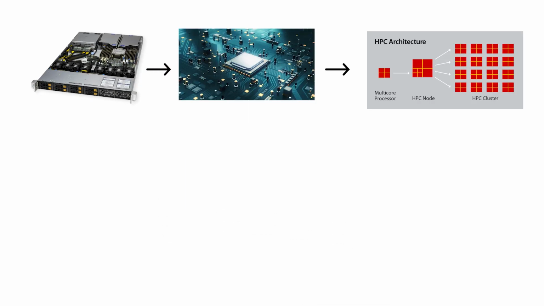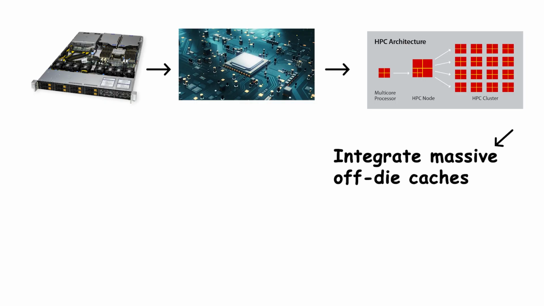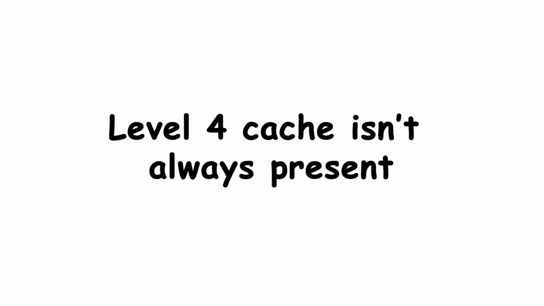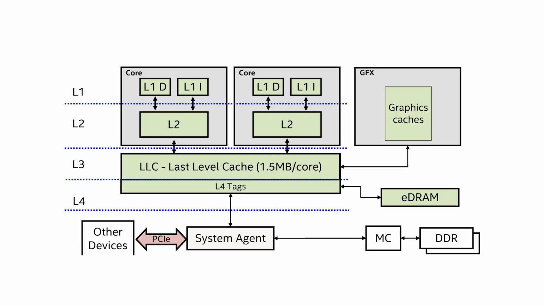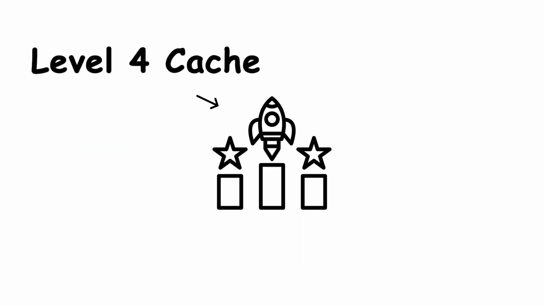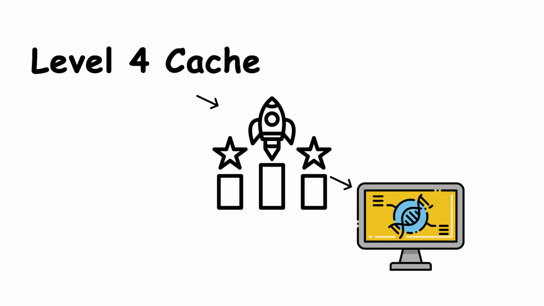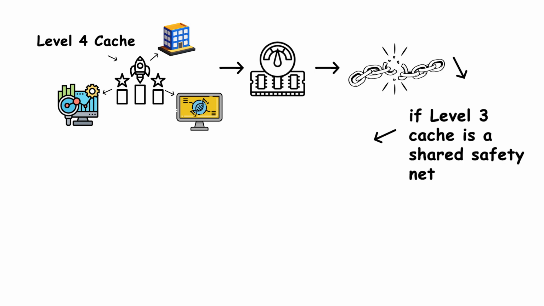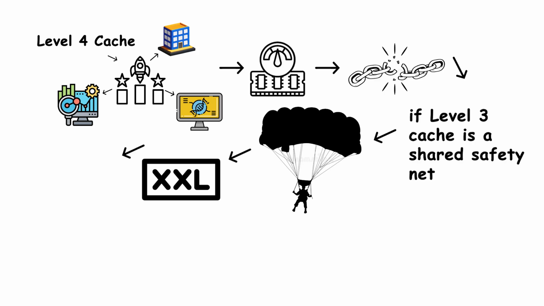In servers, the concept can go even further. Some modern server chips and high-performance compute architectures integrate massive off-die caches, sometimes measured in hundreds of megabytes, to handle parallel data streams more efficiently across many cores. Level 4 cache isn't always present because it's expensive to manufacture and adds complexity to the chip design. But when it is used, it provides a significant performance advantage in tasks like scientific computation, 3D rendering, or data analytics, anywhere that memory access speed can make or break throughput. So if level 3 cache is a shared safety net, level 4 is the emergency parachute. Large, rare, but life-saving when performance demands push memory limits to the edge.